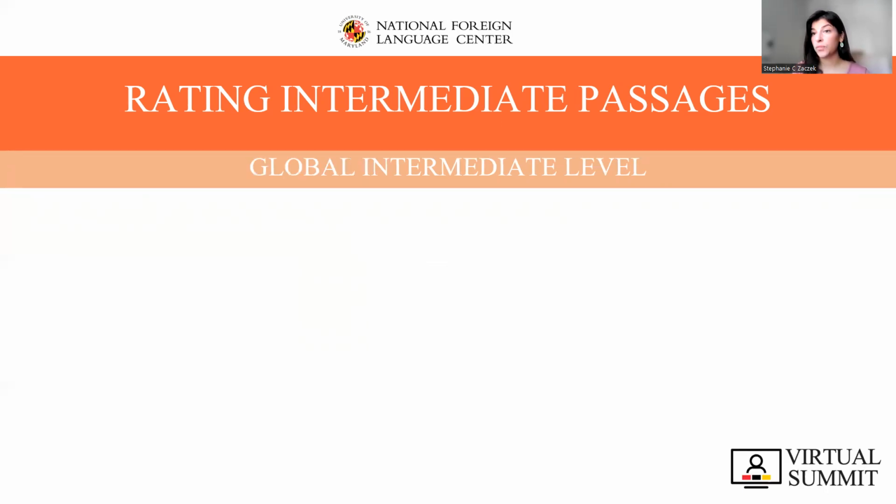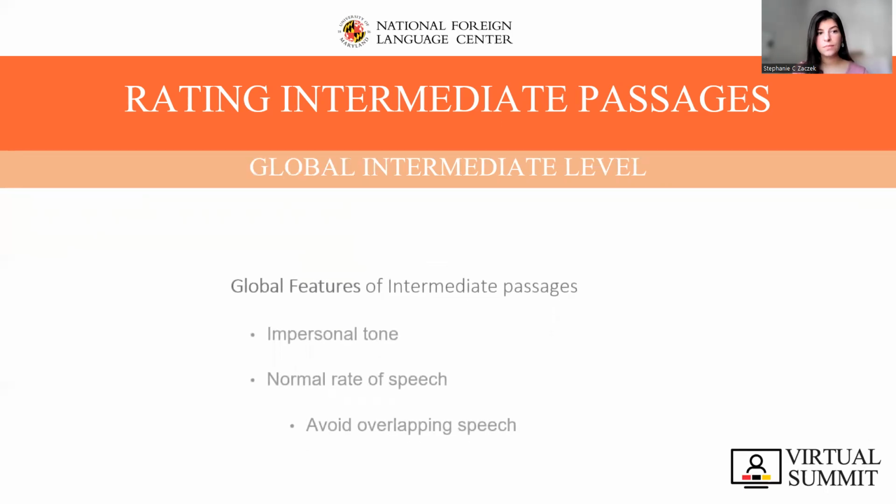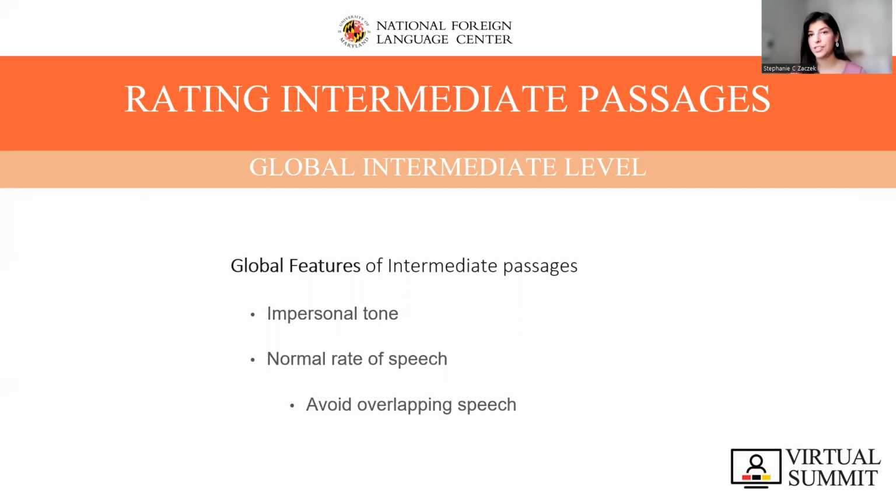Now, on to the global features of the level. Similar to beginner level passages, most intermediate passages use an impersonal tone. So at this stage, passages should continue to be informative and instructive without much of the author or speaker's tone. Rate of speech and audios can be slightly faster. There may even be more than one speaker, but audios should avoid instances of overlapping speech. Now let's move on to look at our two intermediate level examples.